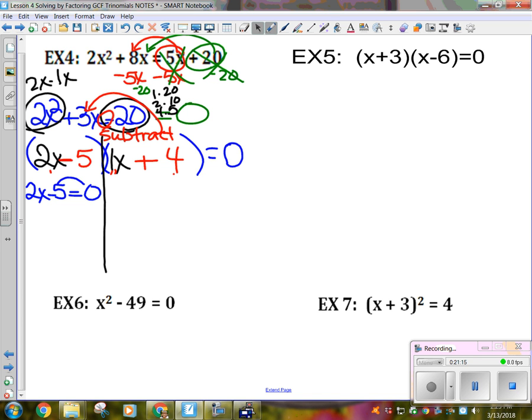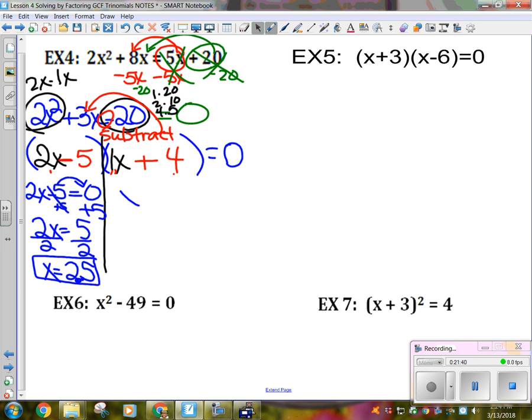Okay, if I move the 5 over there, it becomes what? Plus 5. I get 2x is equal to positive 5. I have to divide out the 2. What's 5 divided by 2? I think it's 2.5. So sure enough, my first answer turns out to be a decimal, 2.5, which is totally possible. I can find 2.5 on the number line.